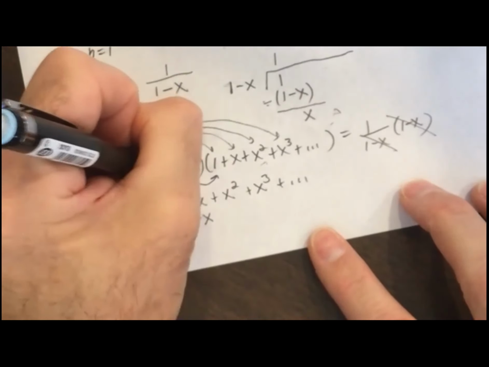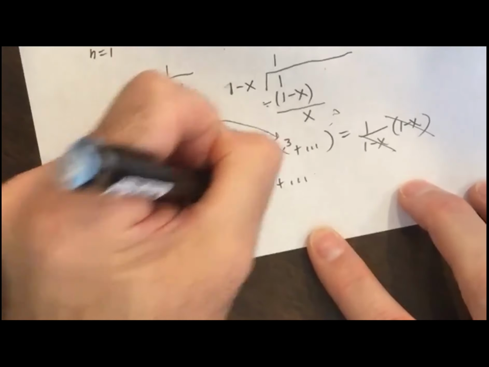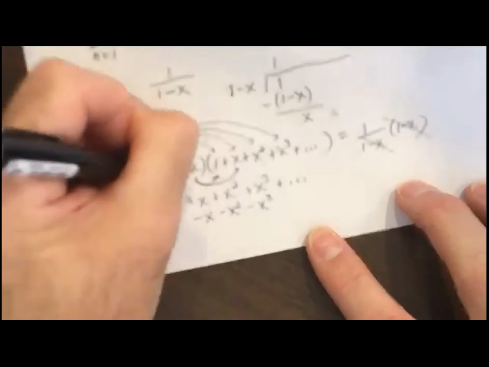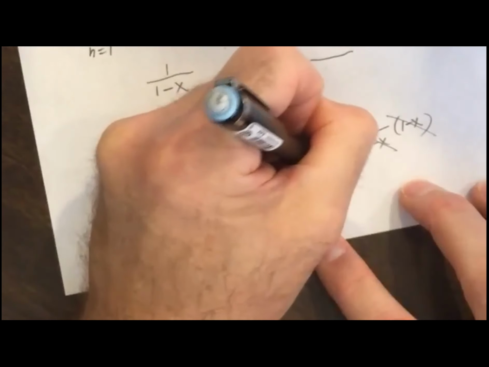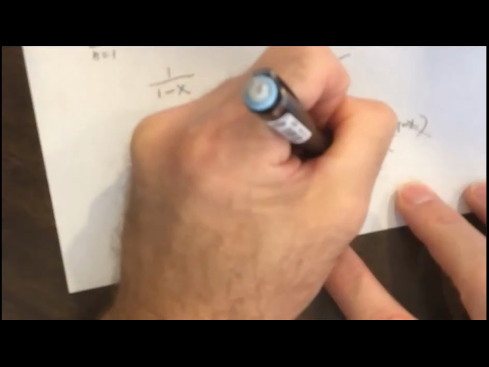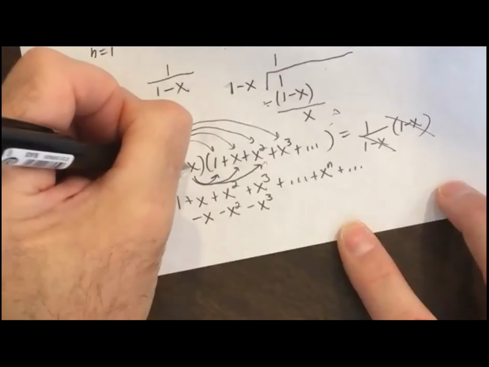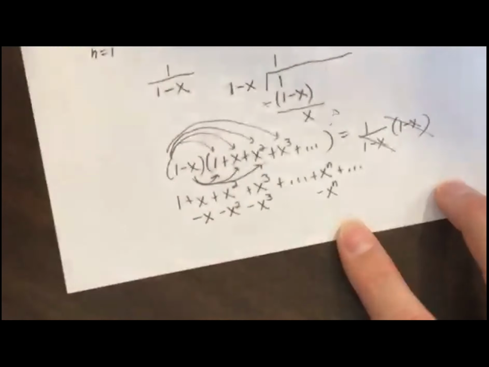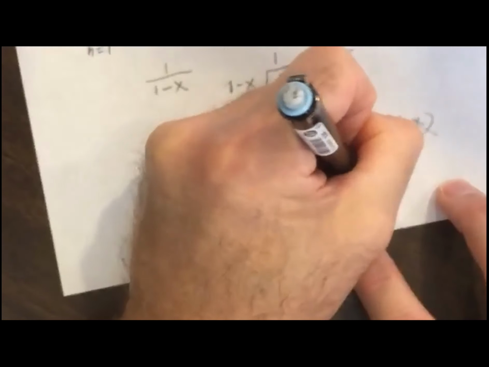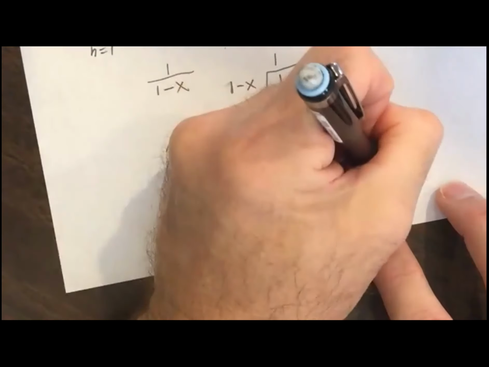Okay, and then I go minus x times x. And then I go minus x times x squared. Now way over here somewhere, I'm going to get x to the n, aren't I? And then I'm going to still keep going. So eventually I'm going to get minus x times this, and then the one after that is going to be minus x to the n plus 1, yeah? And then I got to keep going.